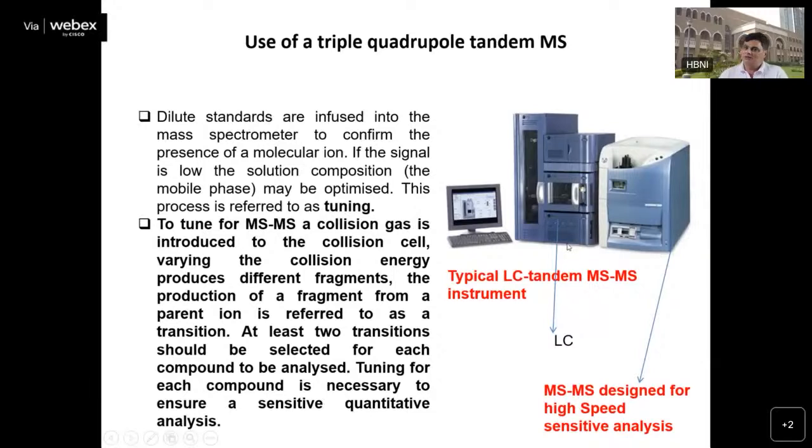Again, in this case also, even though hyphenated techniques are there, you need a standard. Without a standard, no analysis is possible. So you should have a standard. Basically, the standard may not be matrix matched, but at least you have standard solutions, and with the help of those, one can do the calculation.